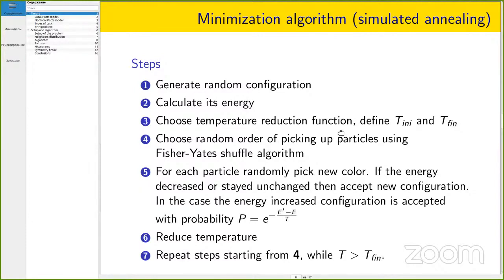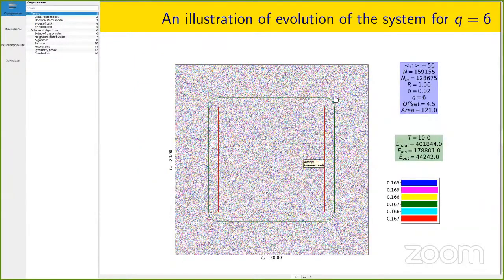And let's look at the typical minimization process. Here is the random configuration for 6 colors. Here we start from a temperature of 10. We use a linear reduction function. And here is just the diagram of the ratio of colors. So let's start. The energy is calculated between particles which lie inside this gray area, but they can also interact with the particles inside the green one.